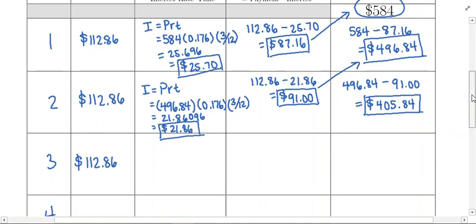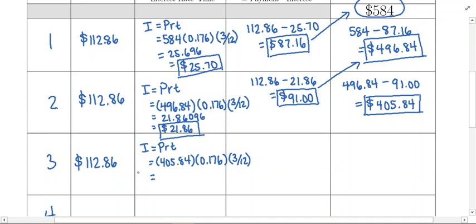Once you make that payment, it is immediately going to pay off any interest that has accumulated since the last payment. So we need to figure out how much interest that is. You're going to use your I equals PRT. During the last quarter, $405.84, your balance, is what's been earning interest at 17.6%. It's been earning interest for 3 months out of 12. So pop that in your calculator.